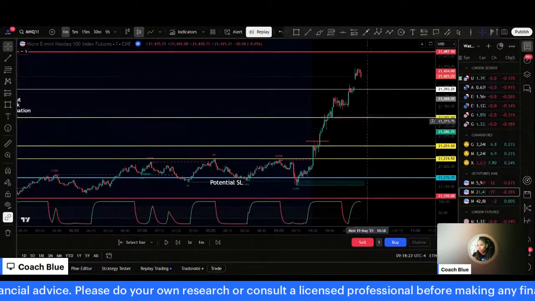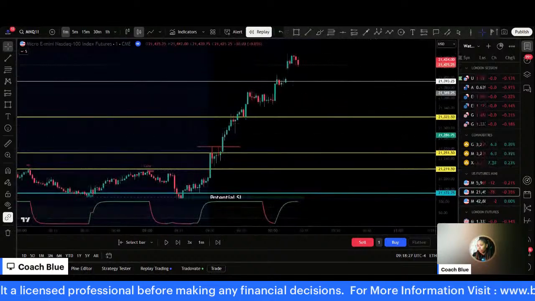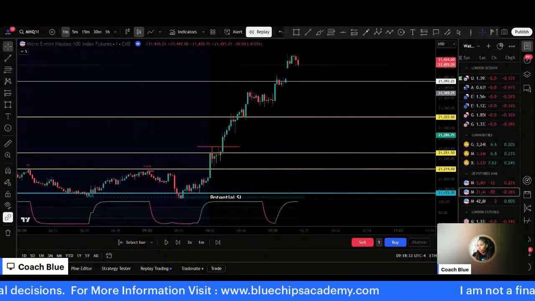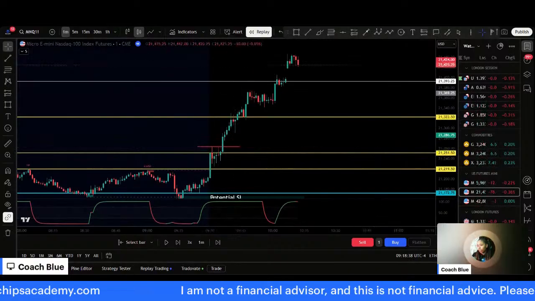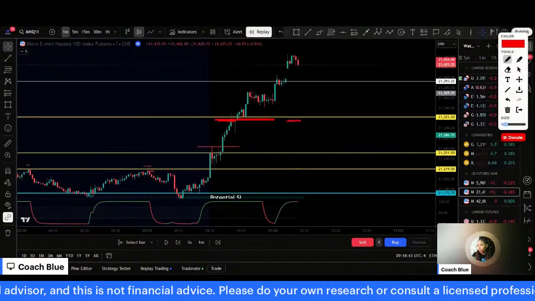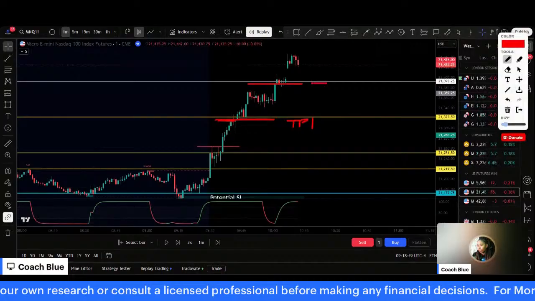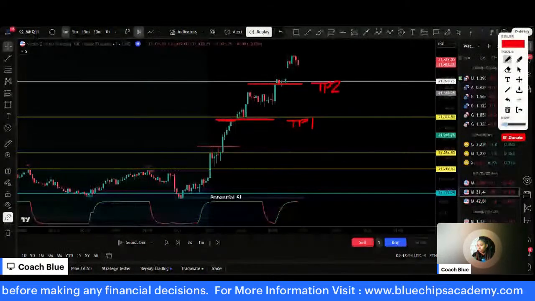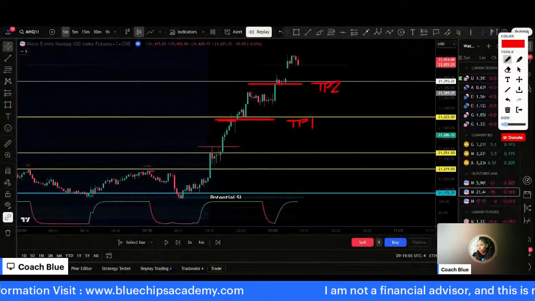Okay? So, here we have our breakdown here. There's our breakout, okay? There's our pullback, and then let's look at our continuation here. So, TP1 was here, somewhere in this area here. This was TP1, okay? That was TP1. TP2 was about right here, okay? TP2.